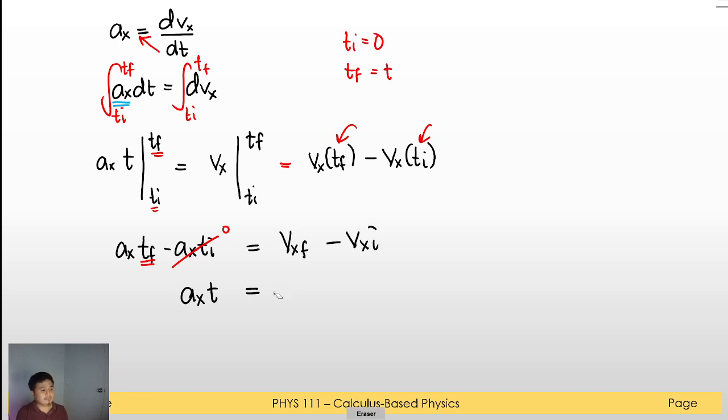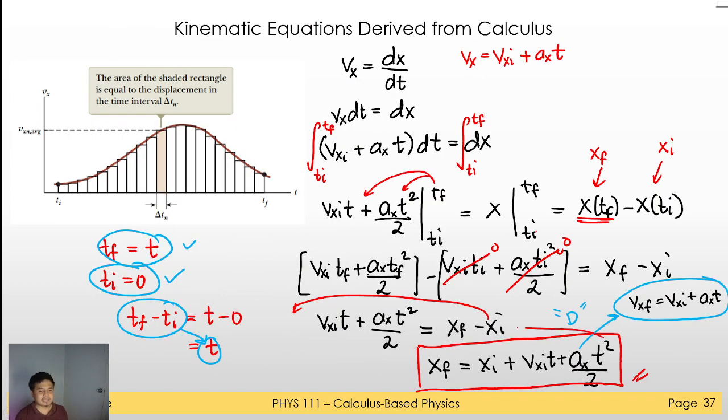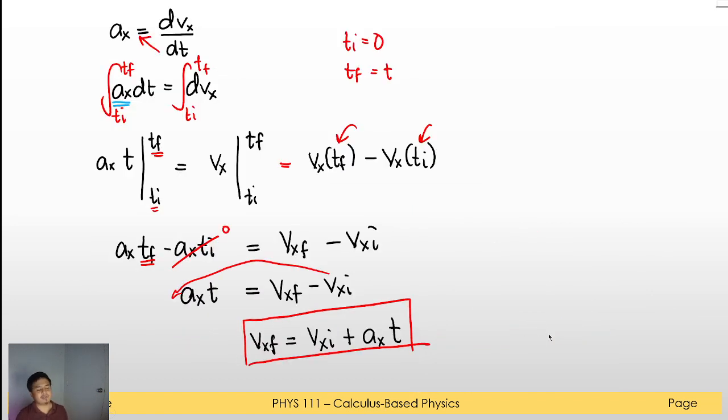So as we can see here, this looks familiar. If we solve for this, we have bxf is equal to, transposing this to the other side, bxi, this will become positive, and then plus ax t. So as you can see here, we derived the velocity equation in the previous lesson. So if you find the derivative of this, you will get this. So that will be all.